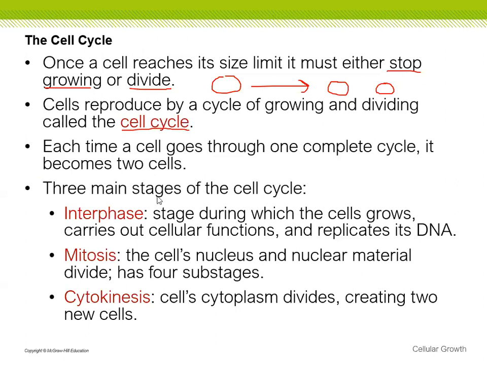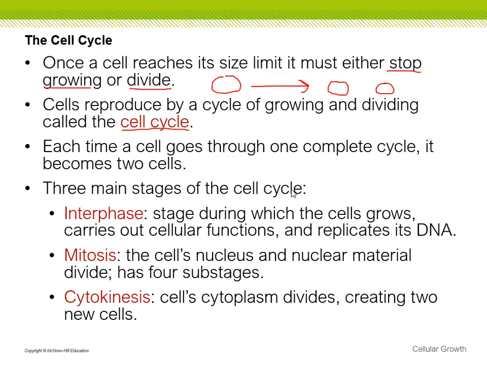Okay, so again, we have three different stages of the cell cycle. And what is the cell cycle? The cell cycle is one cell turning into two. The top part is really the fancy way of saying it, right? A cell either has to stop growing or it has to divide. It can't keep growing. It'll kill itself if it does.